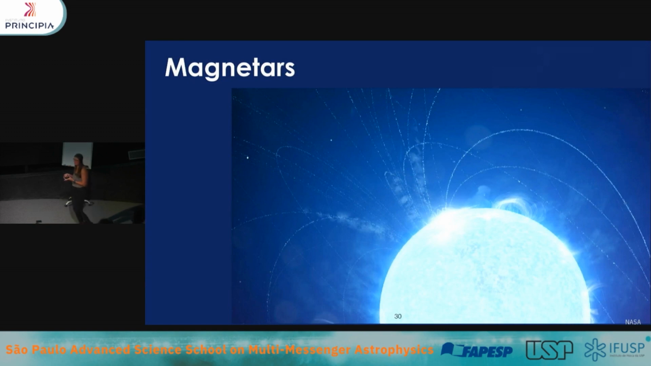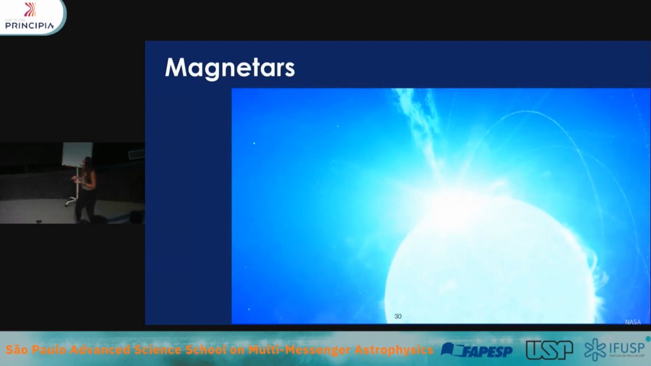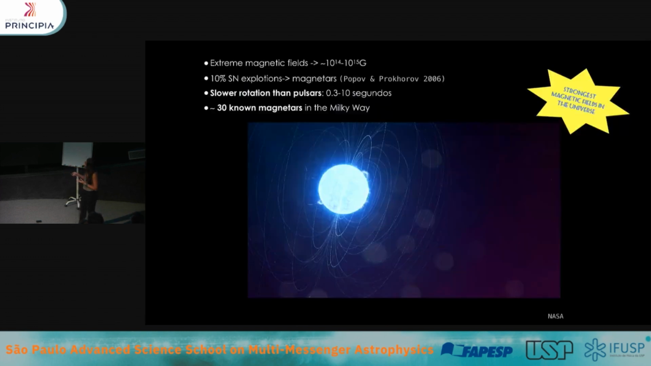Okay, magnetars. Now we have talked about pulsar wind nebulae, about their pulsars, about the TeV halos, and now we are talking about another kind of neutron star, which are magnetars. So you know that magnetars are these really magnetized neutron stars that sometimes display different kinds of outbursts and flares. They have extreme magnetic fields, about 10 to the 14, 10 to the 15 gauss. So they are the cosmic magnets, and it is thought that about 10% of supernova explosions will result in magnetars.